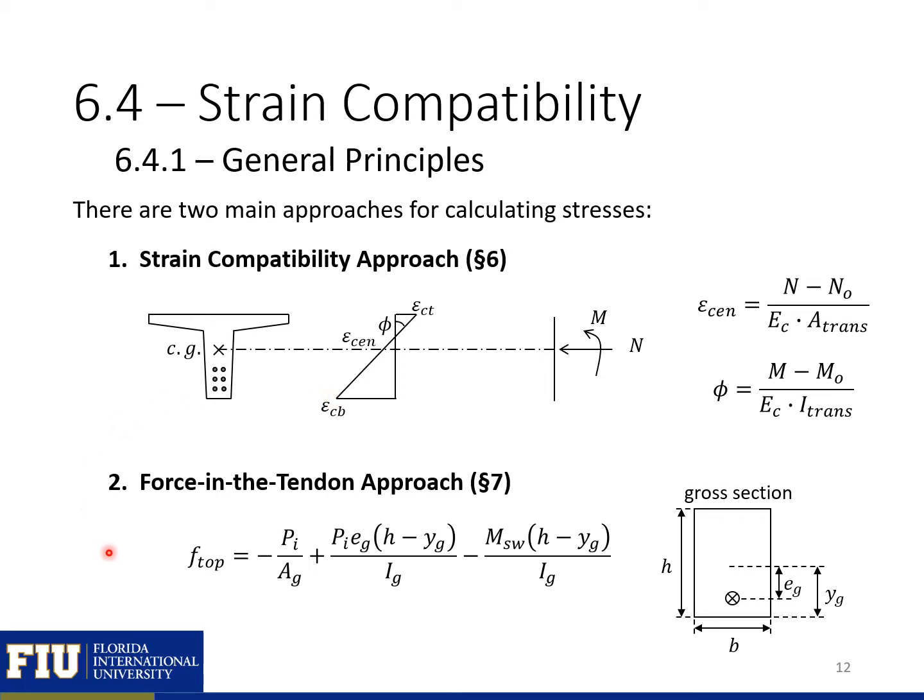The other method used for calculating stresses is called the force in the tendon approach. With this approach, we essentially assume that the pre-stressing is an applied force on our section. So this P sub i would be our pre-stressing force, and we just calculate our stresses based on our axial stresses, P over A, and our flexural stresses, My over I, where the M for the pre-stressing would be the force from the pre-stressing times the eccentricity. So My over I. We'll talk about the force in the tendon approach in the next module, but this module will focus on the strain compatibility approach.